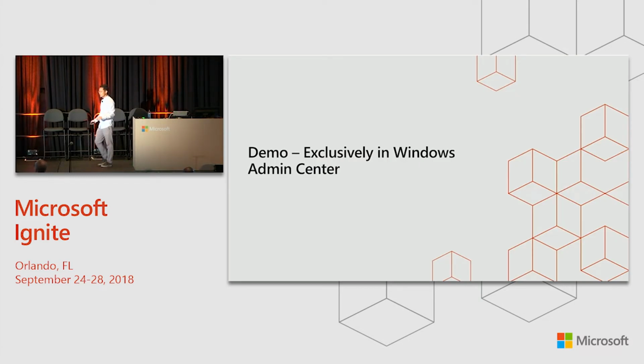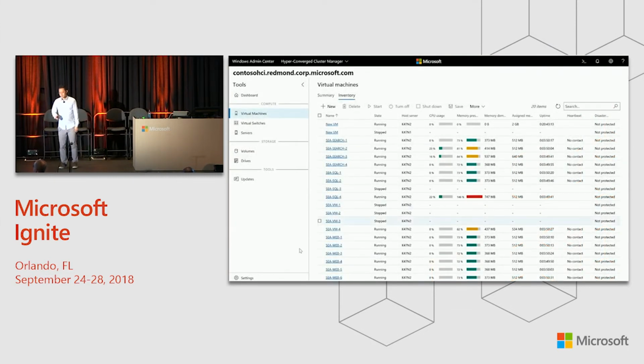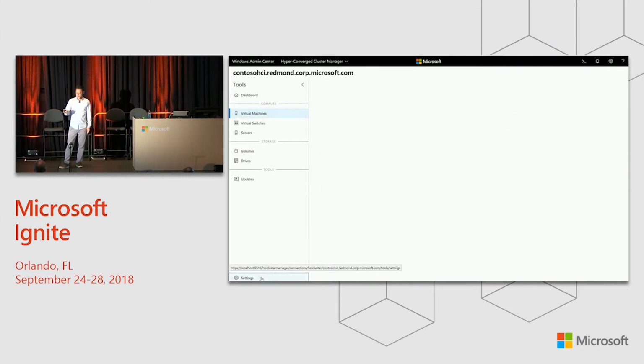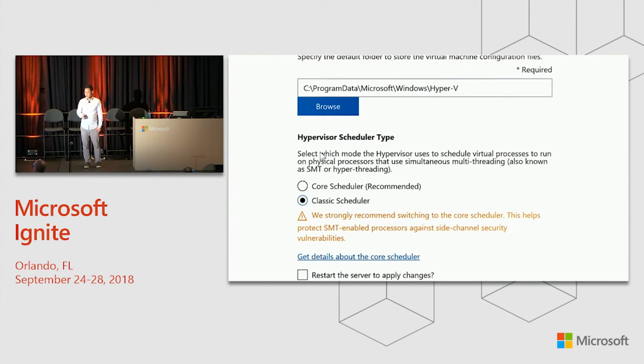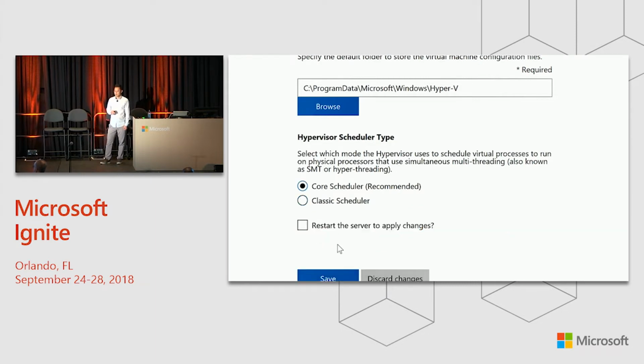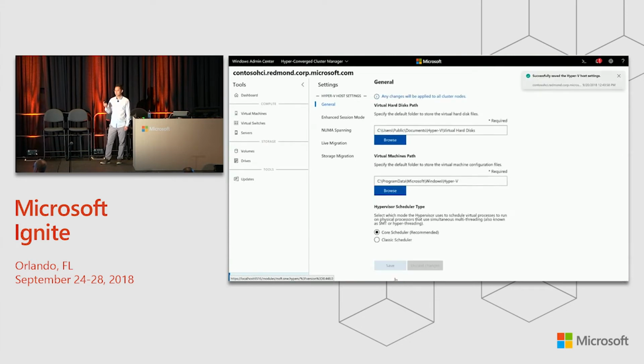So let's see what that looks like in Windows Admin Center. Whether you're connected to a server cluster, there's a settings button at the bottom left. And we have all the Hyper-V host settings that you're familiar with: general, enhanced session mode, NUMA spanning, live migration, and storage migration. There's a virtual hard disk path, VM path, and there's a new hypervisor scheduler type. And this only shows up when applicable. So you'll see that we have classic scheduler. We warn you that you should use core scheduler. Change the setting, click Save, and you're done.